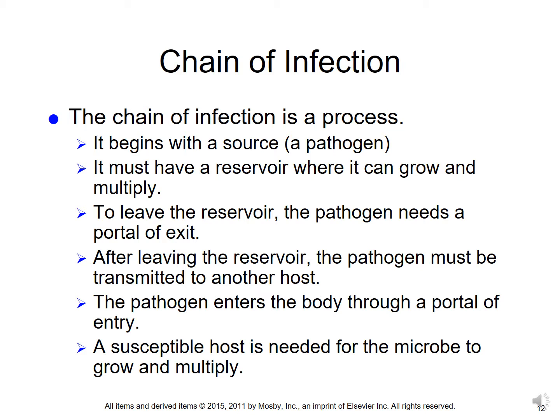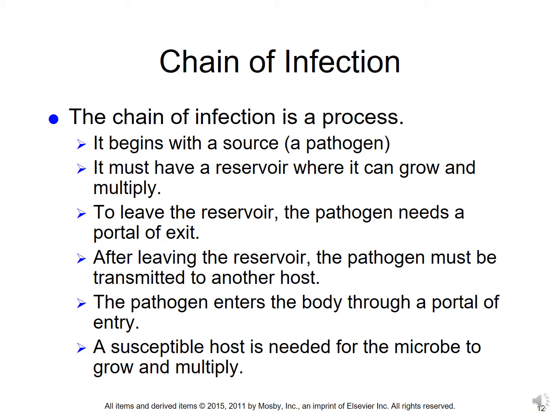So not only do you have to have the pathogen, but you also have to have what we call a reservoir. And this is a place where it can grow and multiply. And remember, that can be a person, it can be contaminated water, it can be food, it can be a dog, wherever. But the reservoir is where this pathogen is growing and multiplying. In addition to a pathogen and a reservoir, we need a way out of the reservoir. And we call that a portal of exit.